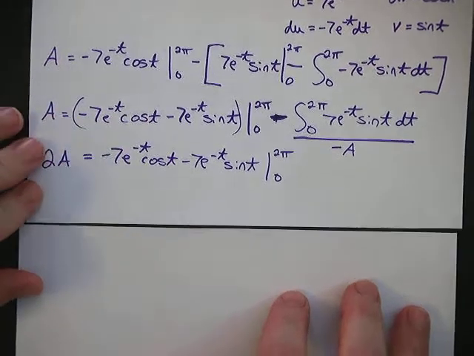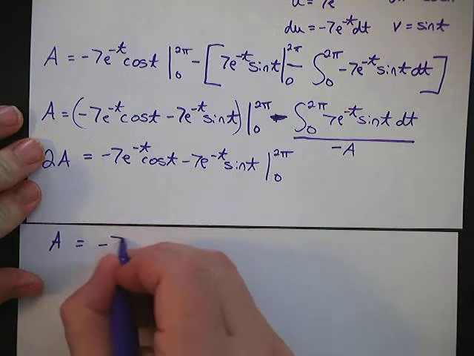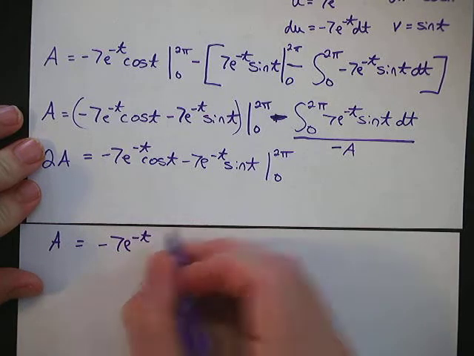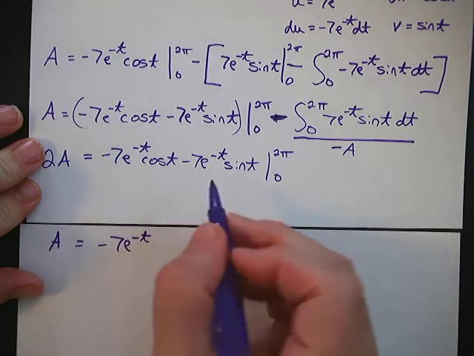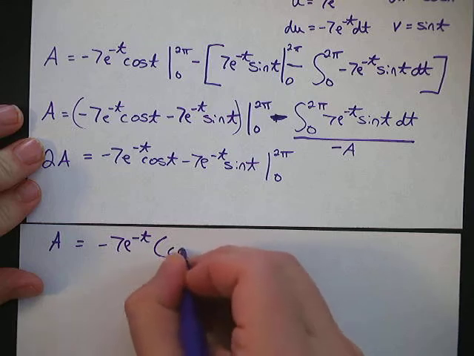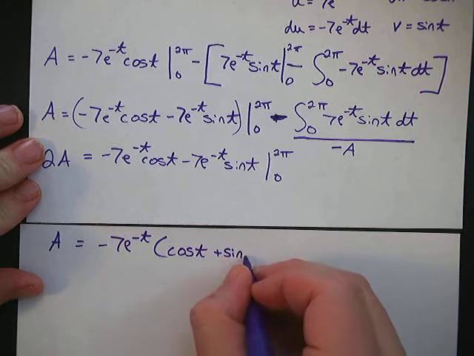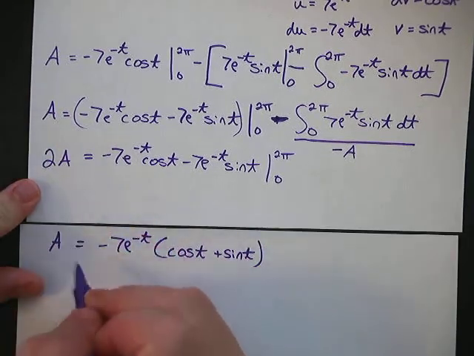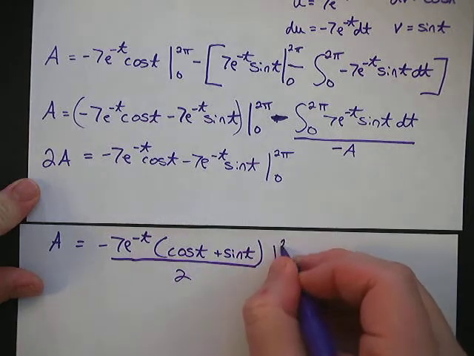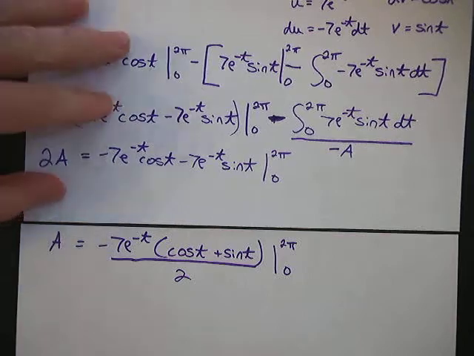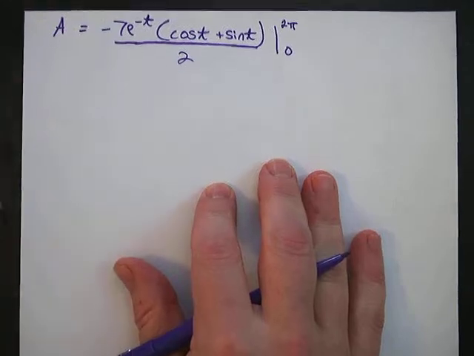So divide everything by 2, so I get A is equal to negative 7e to the negative t, and let's go ahead and factor that out. They both have this negative 7e to the negative t term, right? So let's factor that out and do parentheses here. And remember, we're dividing by 2 because it's 2A, we only want the A, so we divide by 2, from 0 to 2 pi. So there's what we have.